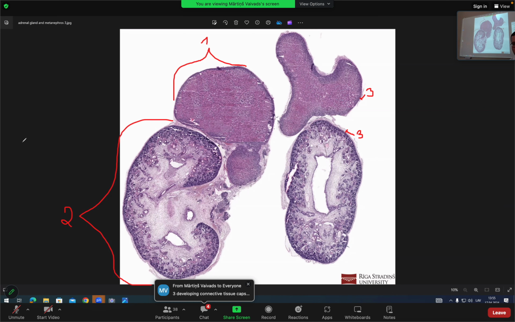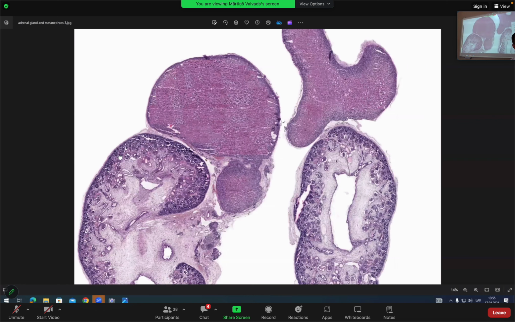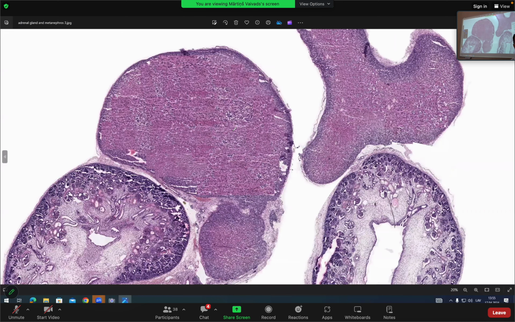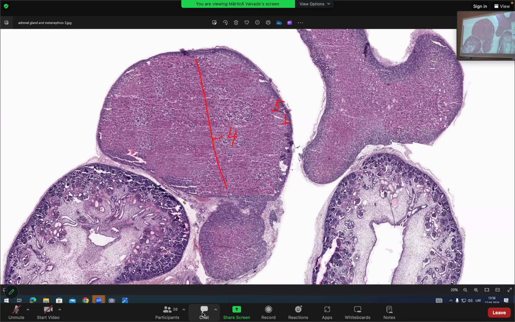Next, I will clear these drawings. Let's zoom in on the adrenal gland. You see the adrenal gland has two distinct parts, but it's still made only from cortex. The inner part of the adrenal gland, that's number 4, fetal cortex. So 4, fetal, also called primary cortex. And number 5, it's mature or adult cortex, or sometimes called secondary cortex.